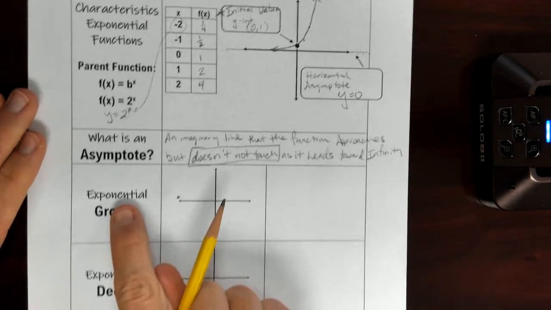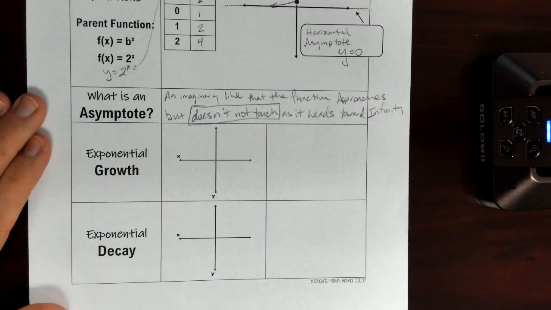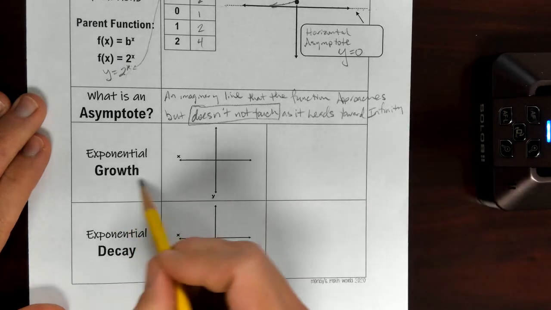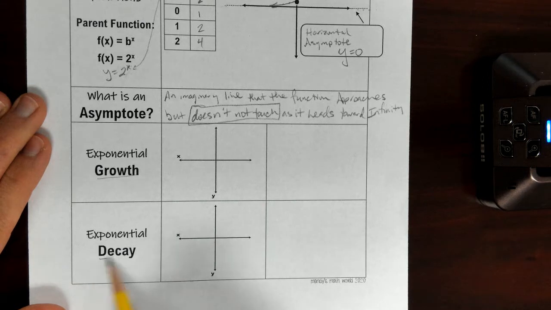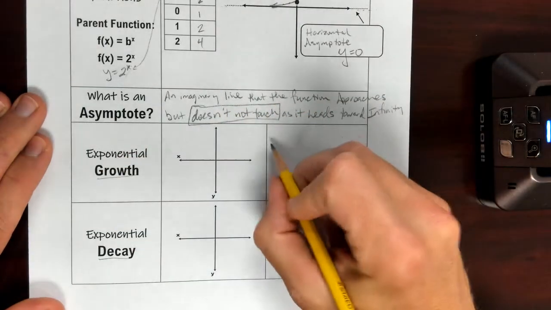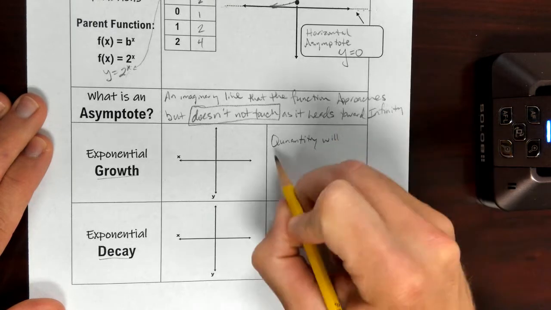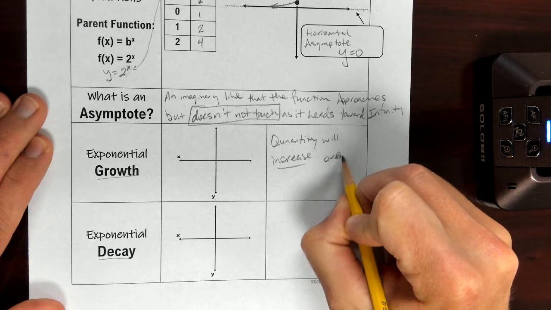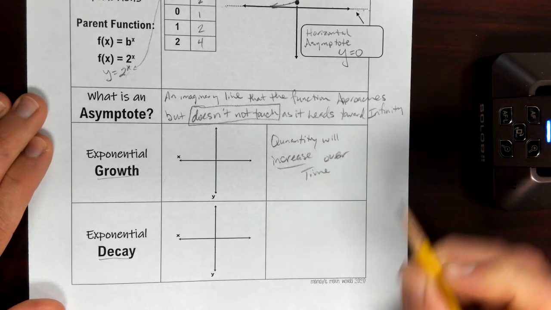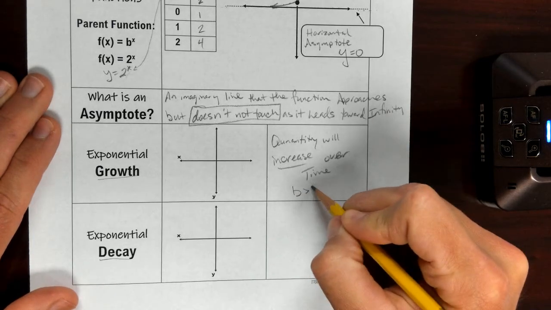Now we have two types of exponential functions. We have exponential growth and exponential decay. By intuition, growth is going to increase over time, and decay is going to decrease over time. So in exponential growth, the quantity will increase over time. And now, how do I get an exponential growth equation? It's where b is greater than 1.